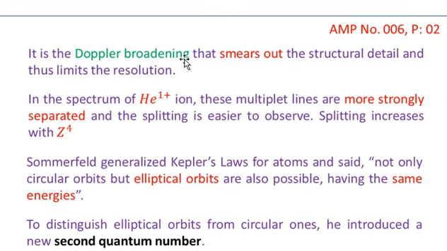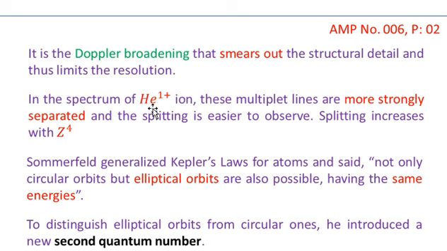It is the Doppler broadening that smears out the structure detail and thus limits the resolution. So you see that the Doppler broadening, which we have already discussed in the course on atomic physics in much greater detail. If you want to see what the Doppler effect is and how it influences the broadening mechanism, then you must consult one of the slides covered in the course on laser physics. So it is the Doppler broadening that smears out the structure detail and thus limits the resolution.